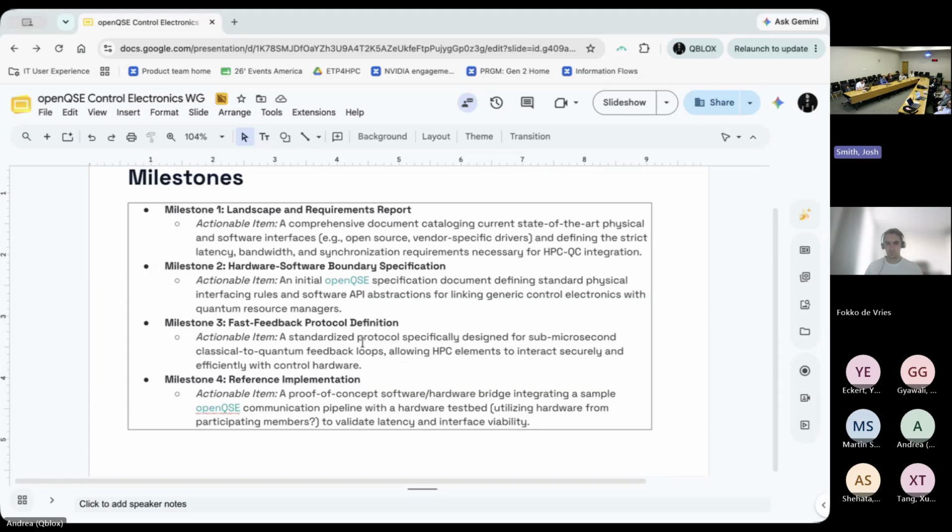Yeah, so it's not clear to me what the reference implementation is. Is that some hardware component? Well, it sounds like you would need to run on the generic control hardware electronics, or the digital twin if we build it.